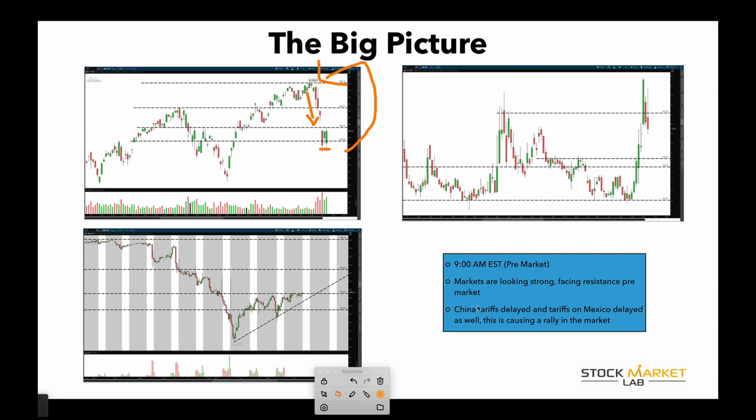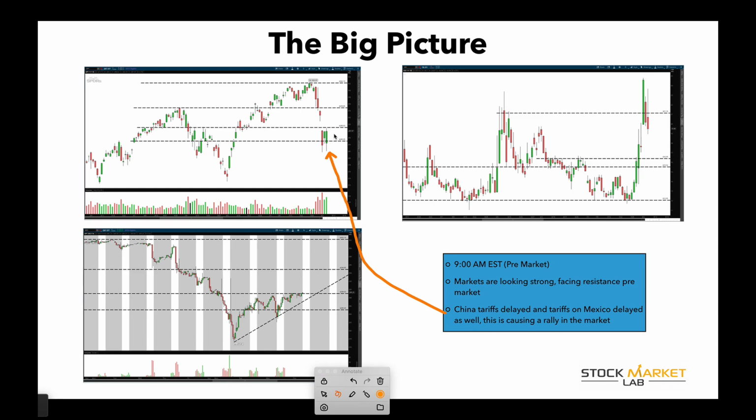Now, the new news that's coming out is the China tariffs are now delayed, okay? And tariffs on Mexico are also delayed. So right now, this is a good catalyst. This is good news. Now, just because we have good news, guys, this is another thing I want you to understand, and you guys are going to see this a lot. Just because there's good news does not mean that the market is going to go up.